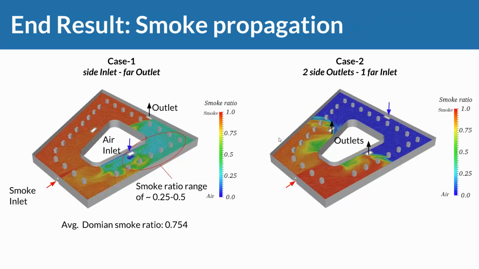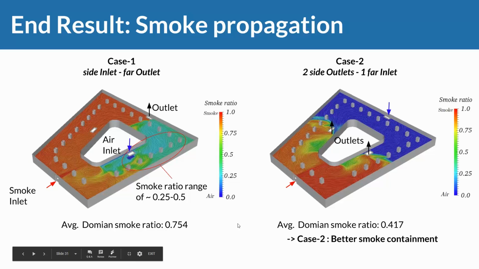Again, we're still looking at propagation, and we're looking at the end of the simulation, basically at the steady state of the system. So after a long time, how has smoke propagated? And that's now very interesting because we can see that on the left, a big portion of the garage has been filled, and the domain smoke ratio, so the average concentration of smoke, has risen to something north of 70%.